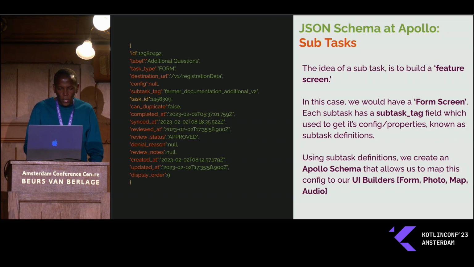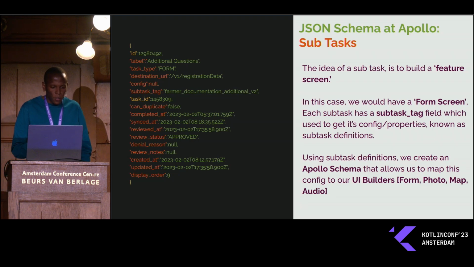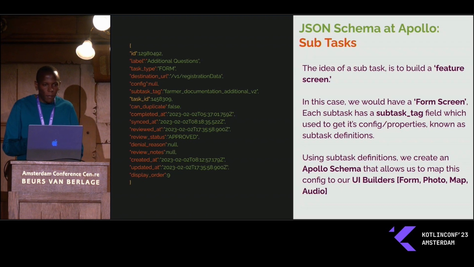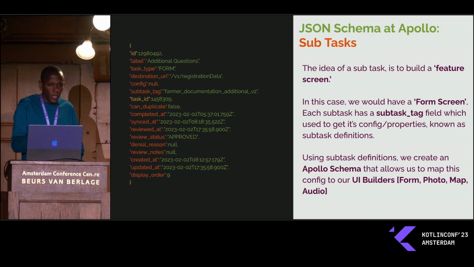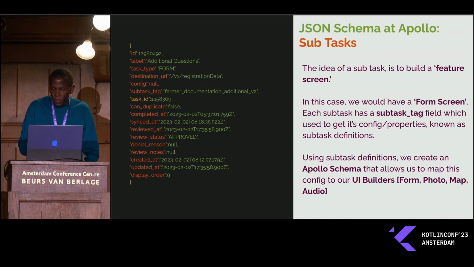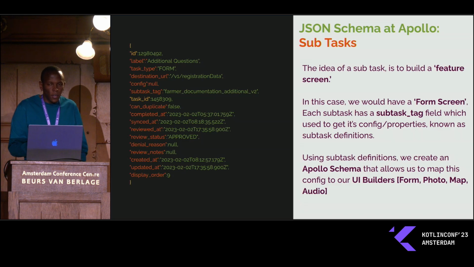We're also going to dive deep in a moment. Apart from that, we have a different number of types. It can be a form, as you can see on that subtask. It can also be a map. For example, we need to collect GPS outlines, so the agent has to go to the farmer's field, collect the GPS outlines, and submit. We also do photo and audio subtasks.